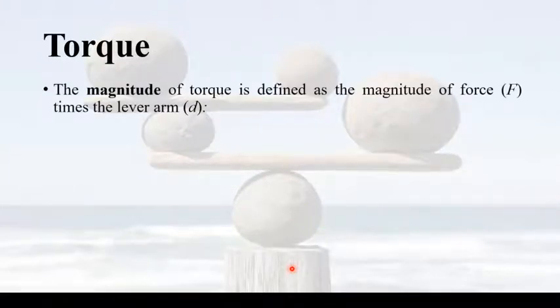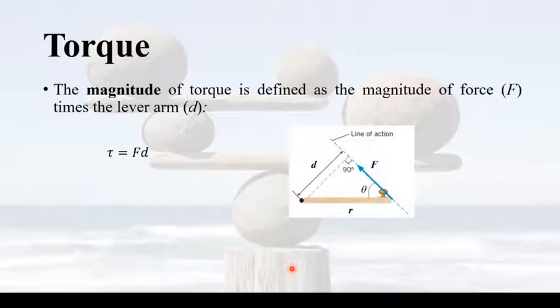Okay, the magnitude of torque. In order to find out whether an object is easy to rotate or not, we use torque. Torque tells us the tendency of an object to rotate, whether it is easy to rotate or hard to rotate. The higher the value, the easier it is for the object to rotate. So torque equals Fd. The magnitude of torque is defined as the magnitude of force times the lever arm. What is the lever arm? You look at this diagram. The lever arm is the distance from the axis of rotation to the line of action.